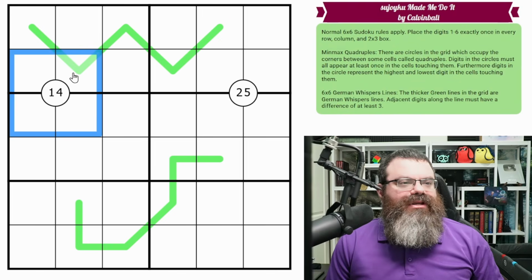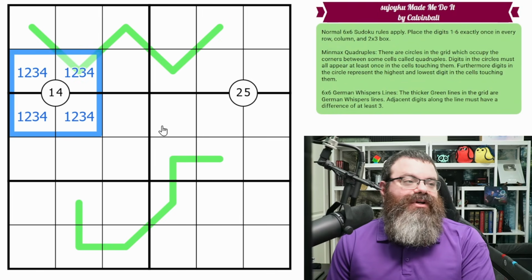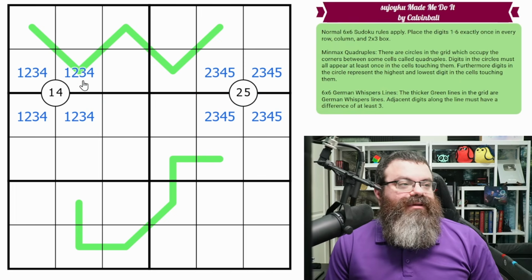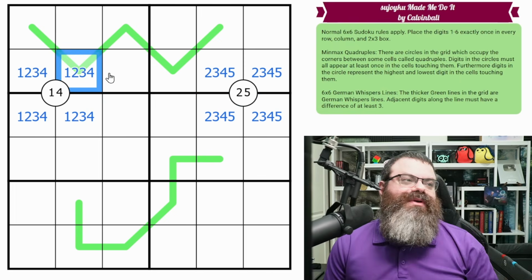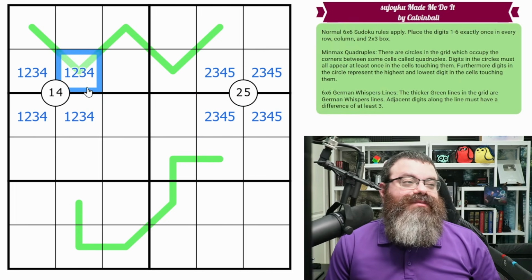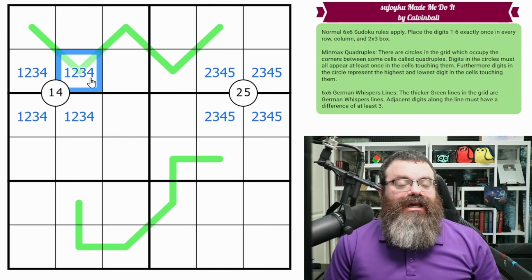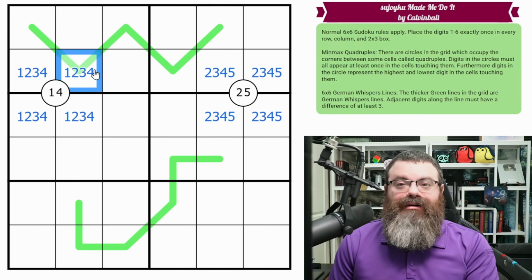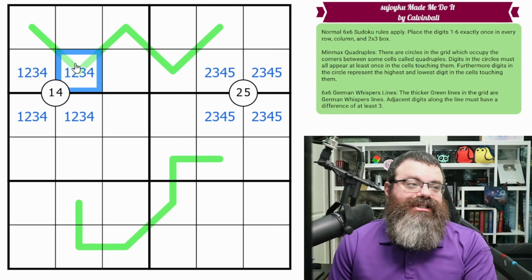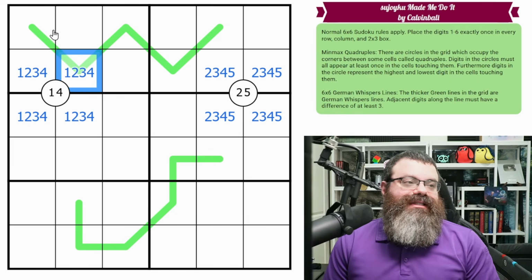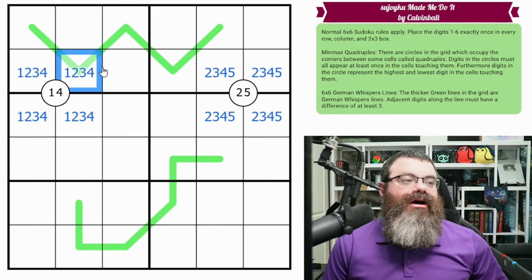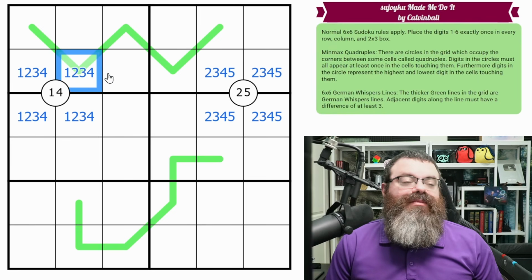All right, so I'm just going to pencil this. We know this is from 1, 2, 3, 4, and we know this is from 2, 3, 4, 5. For what it's worth, there's something special about 3 and 4 on German whisper lines, which is that you've got to be careful about where you put them, because 3 has only one partner, the 6. It's the only other digit that can go next. The only digit that can go next to 3 is the 6. The 4 similarly has only one digit, and it's the 1. All other numbers have at least 2 partners.